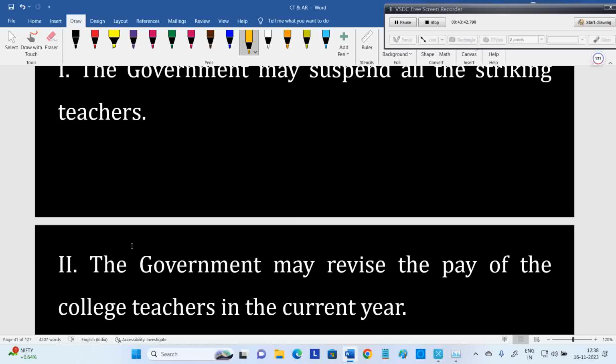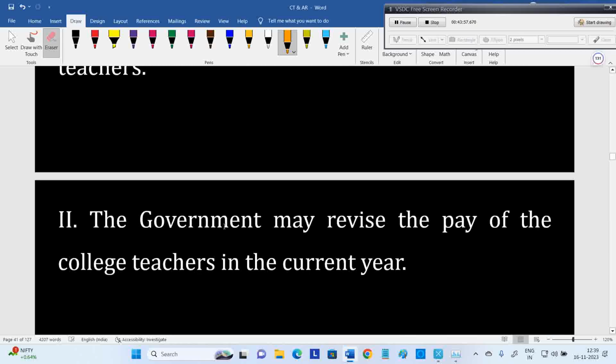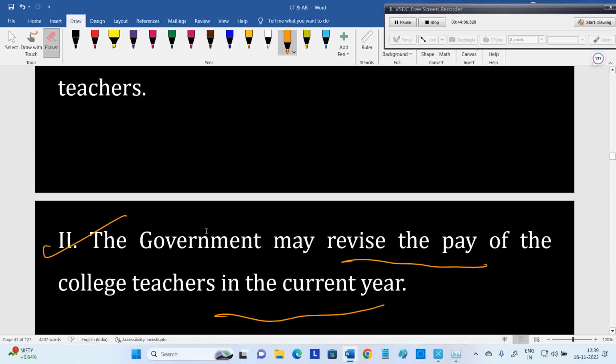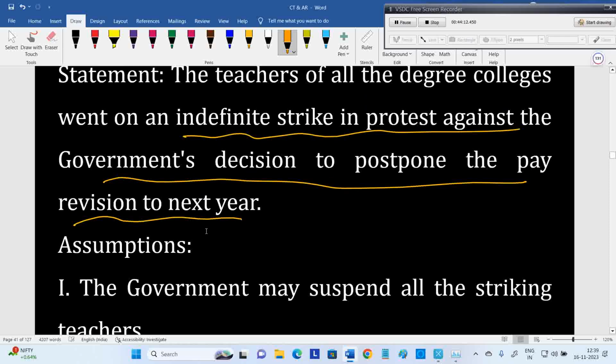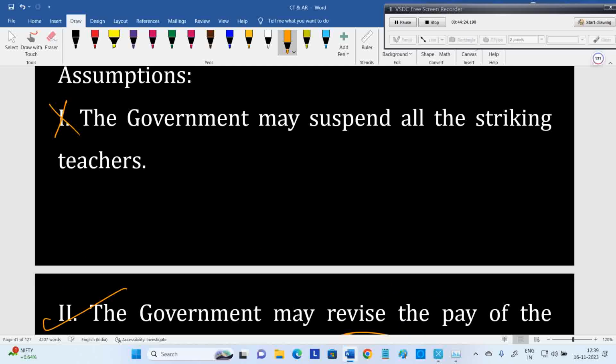If it is statements and assumptions, the second one is correct, considering that case only. The second one must be true because we need to respond positively by revising the pay. Yes, they go on strike expecting a positive response, and we have to respond on the positive side by increasing the salary. But if it is statements and courses of action, both are wrong. They need to sit together and come to a compromise. This hike is not okay; they will discuss and settle it. If it is statements and assumptions, the second one is okay, positive response.